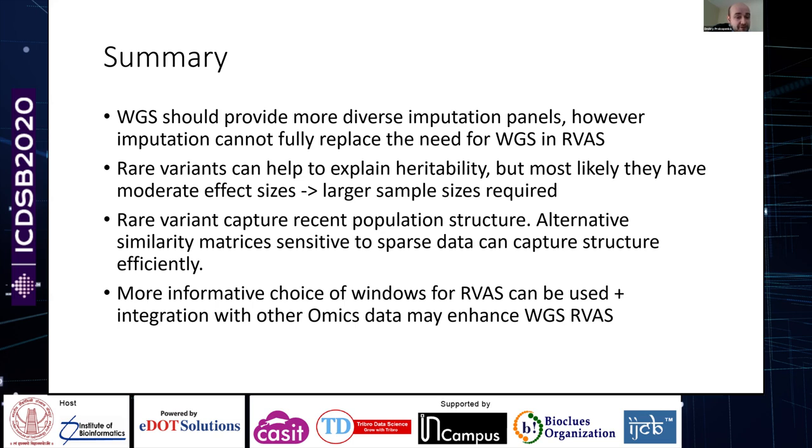Also, rare variants capture recent population structure, and I have shown that alternative similarity matrices, which are sensitive to sparse data, can capture the structure pretty well. And for window choice for rare variants, you need a more informative choice. This, coupled with integration with other omic data, may enhance whole genome sequencing rare variant analysis.